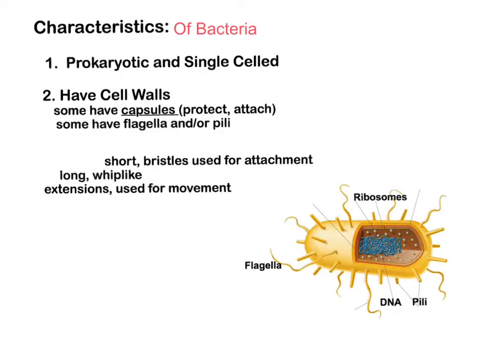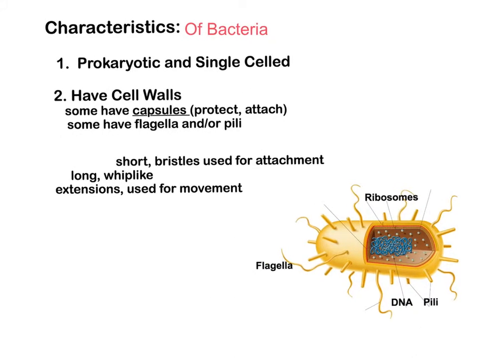Okay, if you're in my class, you should be on the first page of section 20.2. It says in-class general characteristics of prokaryotes. You're going to cross off prokaryotes and you're going to write characteristics of bacteria, because what I'm going to tell you is that bacteria are prokaryotic and they're single-celled, meaning they're made out of one cell. So that should be the first thing you're writing down.